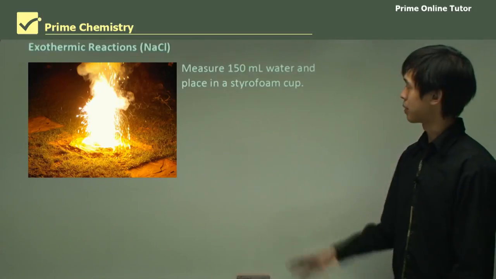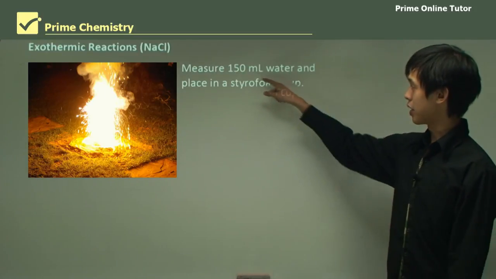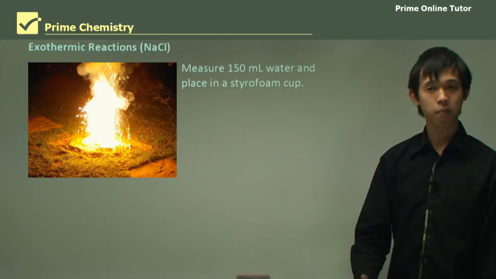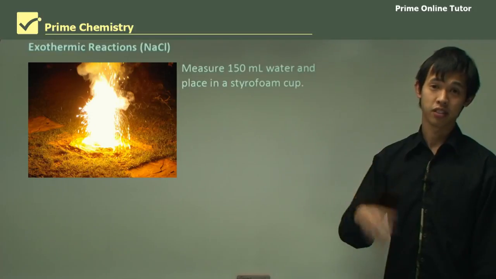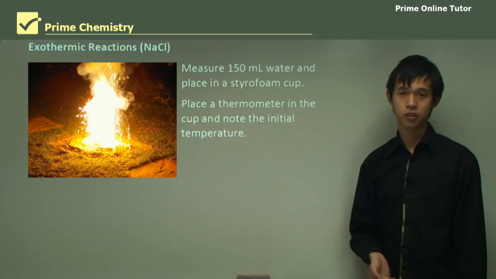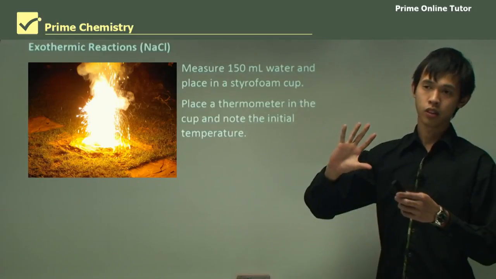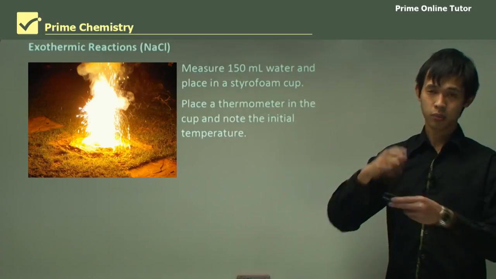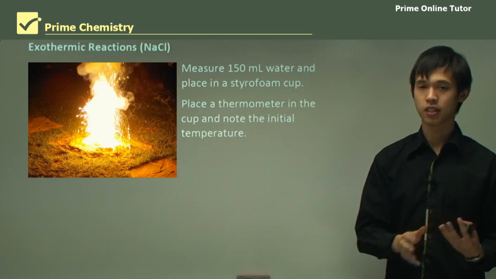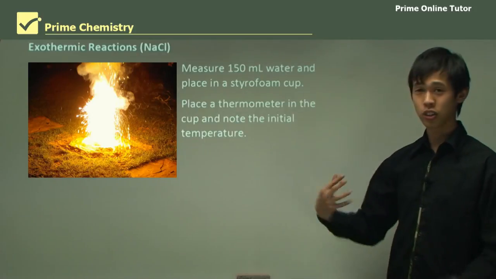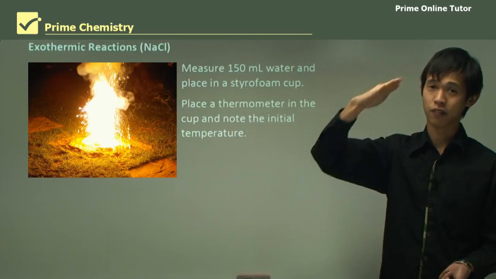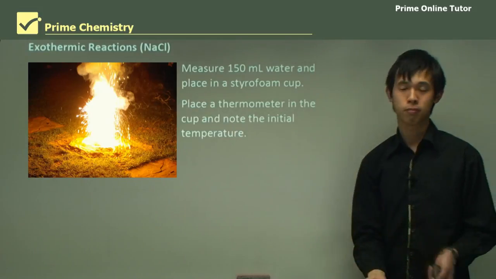One way of doing this would be to use NaCl. We measure 150 mils of water and place it in a styrofoam cup. And why a styrofoam cup? Well, we want to insulate it so that we can measure its temperature. Place the thermometer in the cup and note the initial temperature. Just remember not to read the temperature straight away, because it will fluctuate a little bit. Give it about 5 minutes to adjust, because it is a bit of a slow process. And make sure the water in the cup is well stirred so that the mixture doesn't have different levels of temperature, because we don't want any problems.